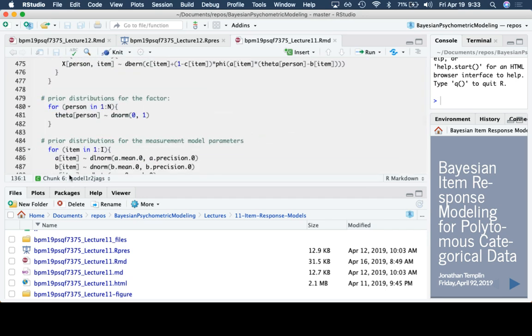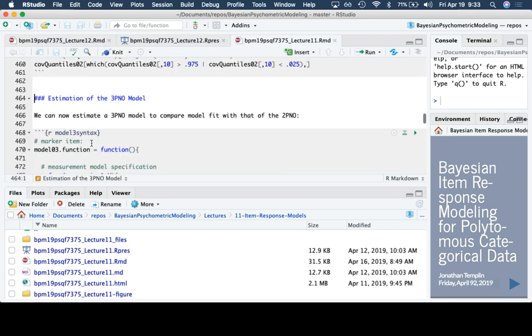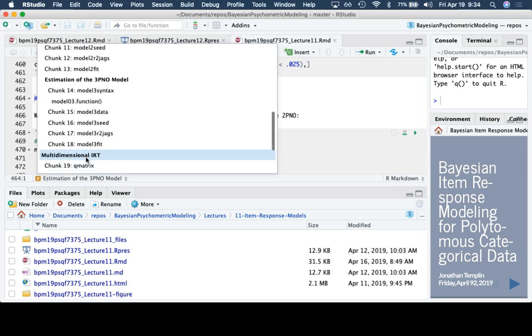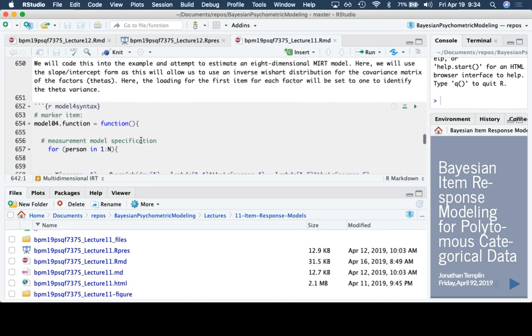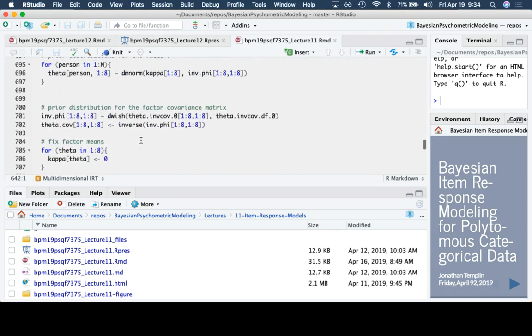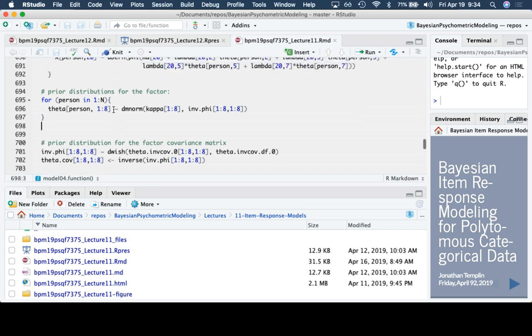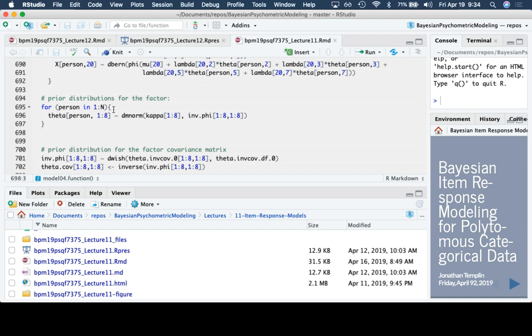Model 2. Actually, let's just look at my chunks here. 3 parameter. Nope, that's not it. Multidimensional IRT. Okay, right here. So we, in general, have... It's not there anymore. Did I do something wrong? No. And maybe I saw it in the CFA.